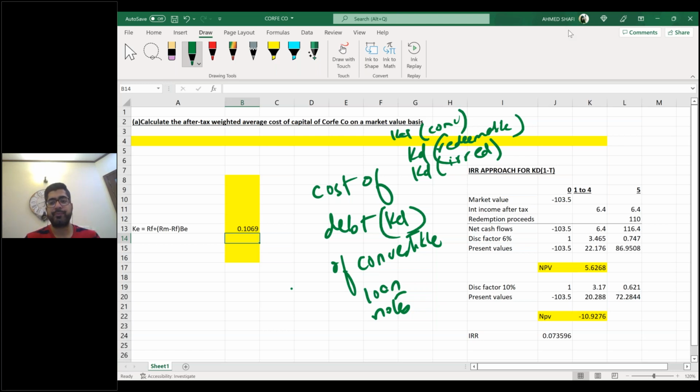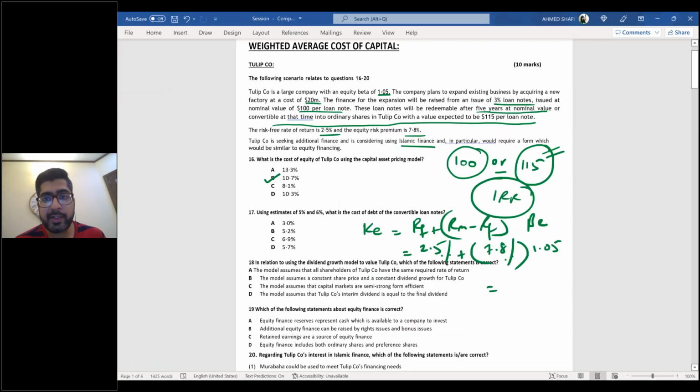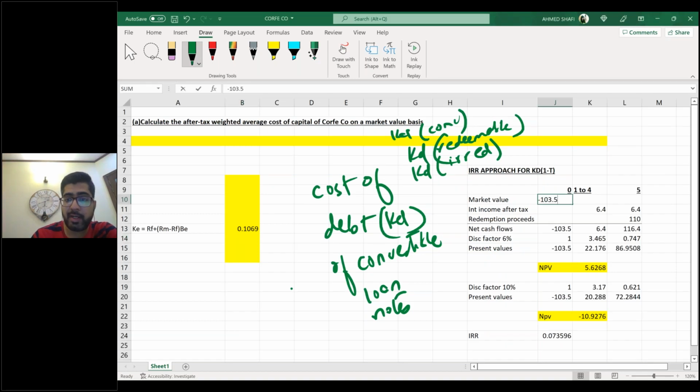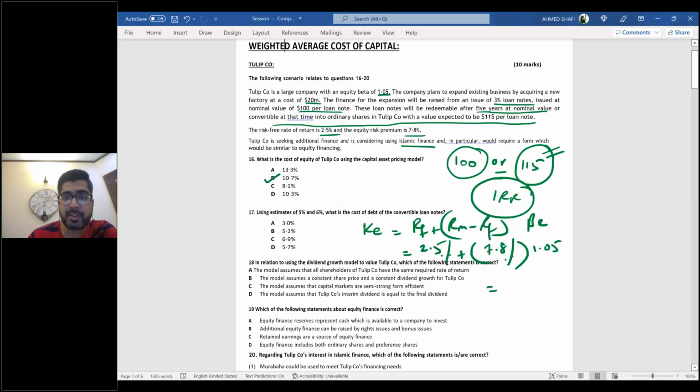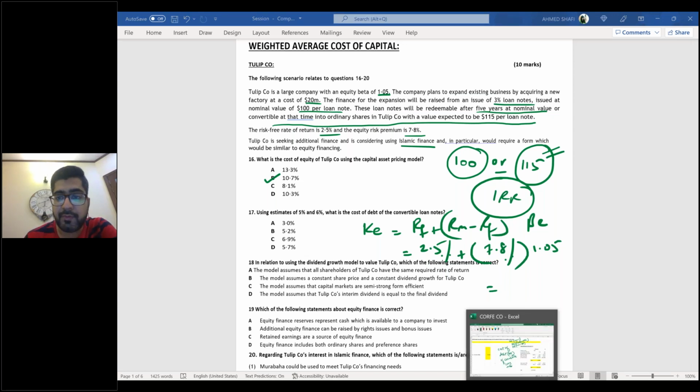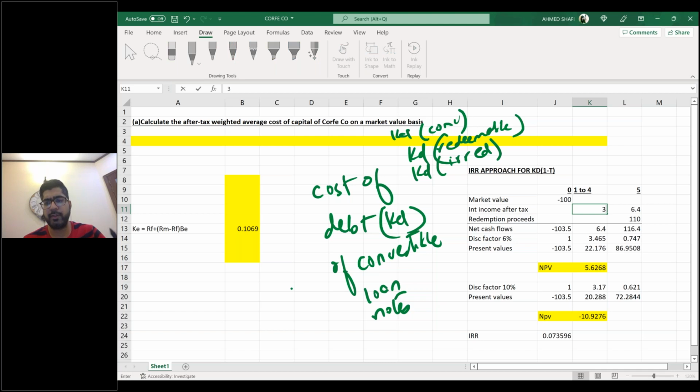So three cash flows in IRR. Firstly, market value, then interest income after tax and redemption. Okay, investor buys bond at market price. What is the market price? So it's issued at nominal value of 100. Since it's issued at nominal value of 100, that means investor will come and buy it at 100. That would be outflow from his pocket. Okay. Then interest income after tax, it's 3% interest of what par value? 100. So interest income is 3 for 5 years. There is no tax in this question. So 3. And redemption or conversion is at 115. We net them all.